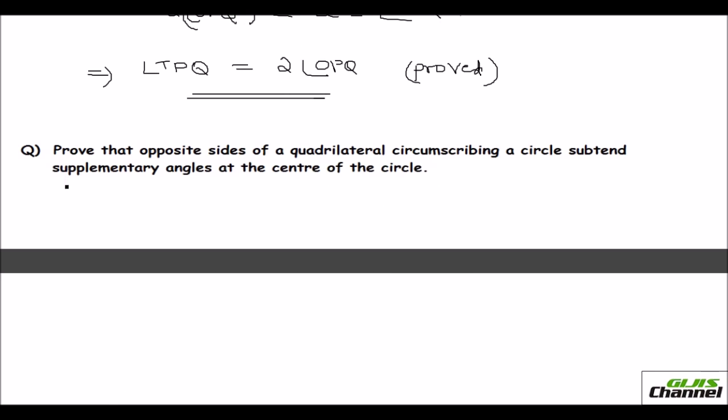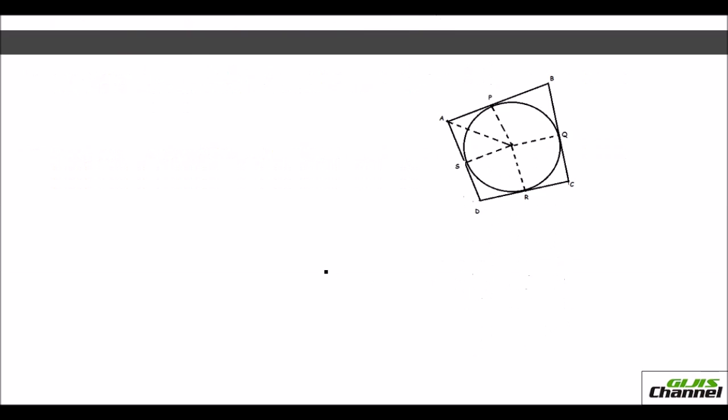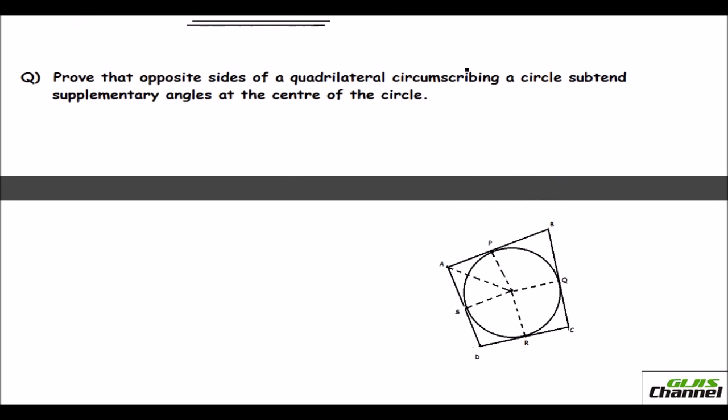Now let us see the second problem. Prove that opposite sides of a quadrilateral circumscribing a circle subtend supplementary angles at the center of the circle. Let me first put the diagram here. I have taken a circle and a circumscribing quadrilateral, which means the quadrilateral is outside the circle such that all its sides touch the circle. The points of contact I have marked as P, Q, R and S. The quadrilateral is named ABCD.